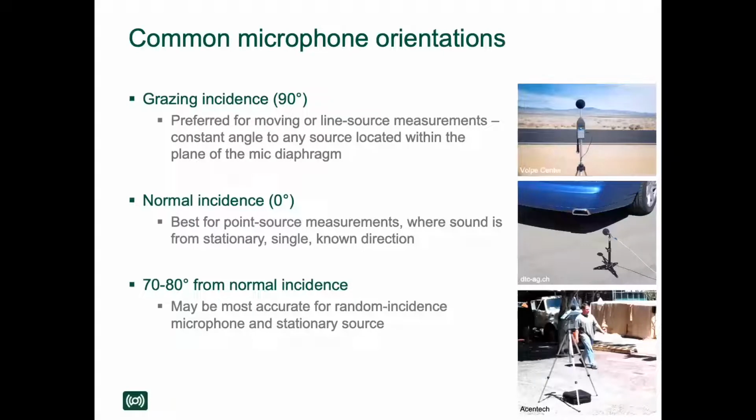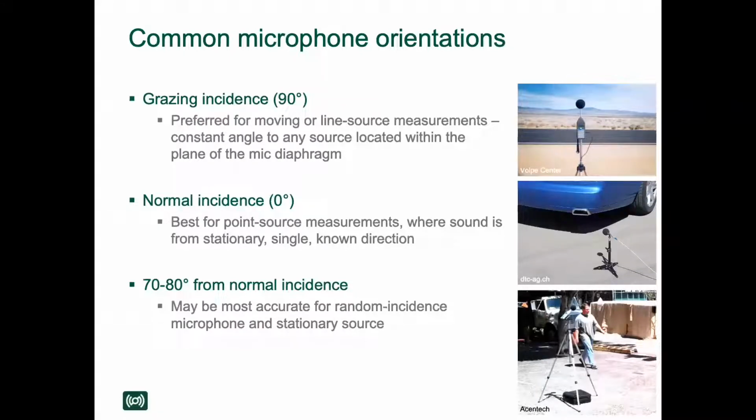This slide shows examples of microphone orientations for various measurements. The top photo shows an example of a microphone positioned vertically and optimized for grazing incidence for a highway noise measurement. Although the noise source is moving relative to the measurement position, the angle of the sound wave at the microphone will remain constant and reduce measurement error. The middle picture shows a normal incidence measurement where the microphone is pointed directly at a sound source. This orientation is best for stationary point sources, such as generators or idling vehicles.